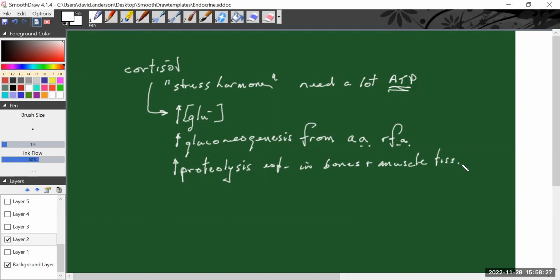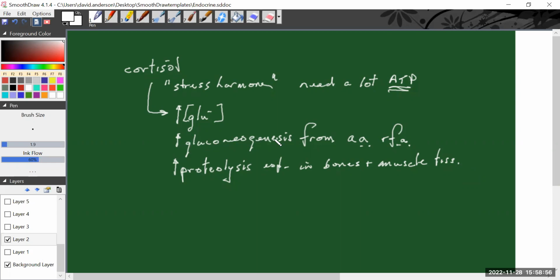So if we have cortisol circulating for prolonged periods of time, we're going to see the bones get osteoporotic or atrophy, wasting away. Muscle tissue gets wasted away because we're going to mobilize amino acids from those tissues and make those tissues weaker. So prolonged stress becomes a problem for us. In short term, it's not a problem, but in long term, it becomes a problem.